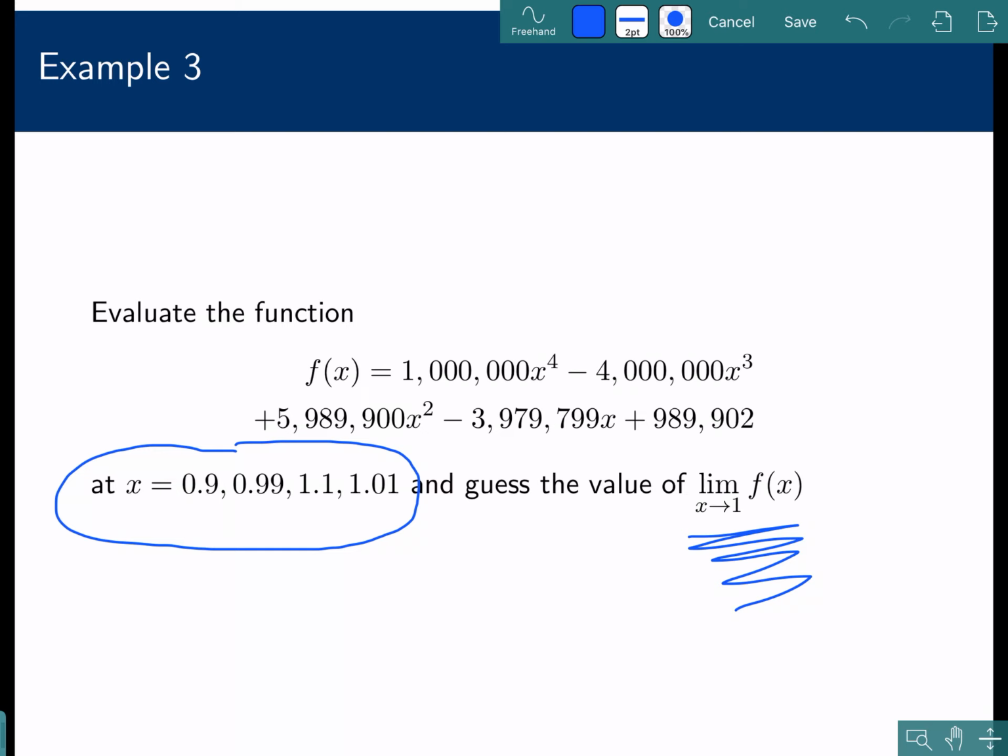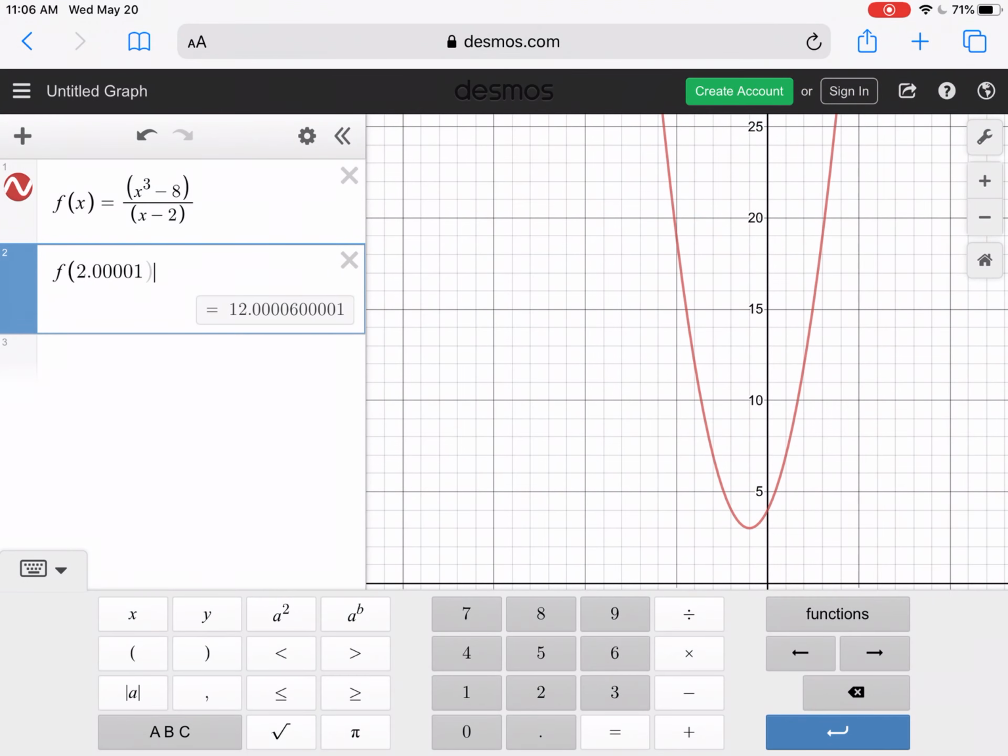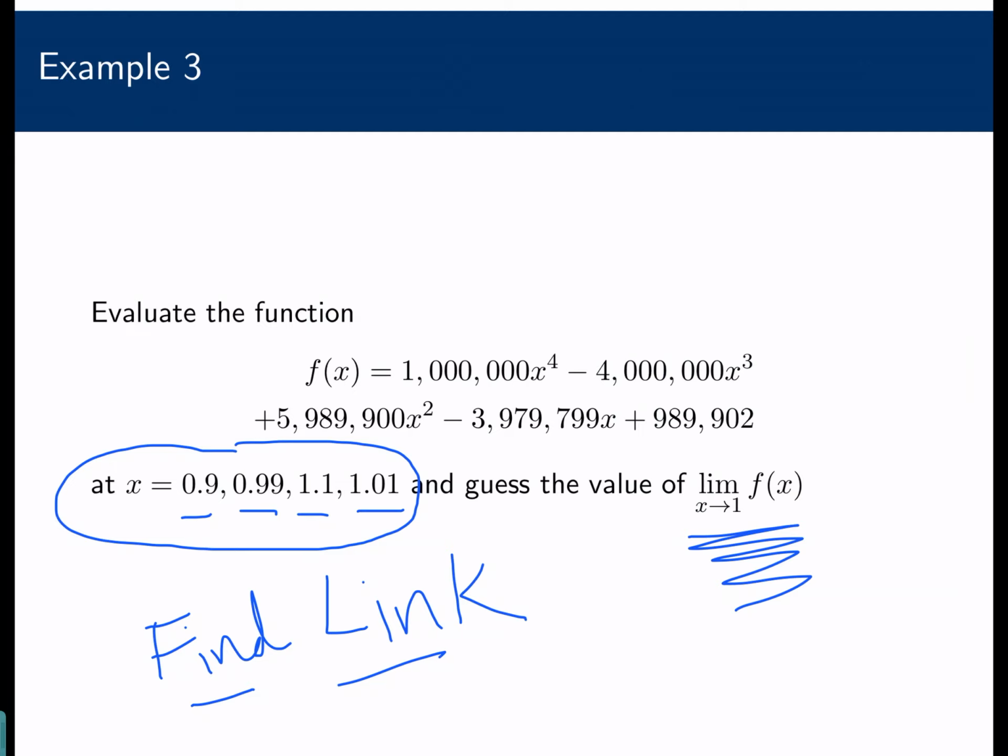Now, in fact, I'm going to put the link on Canvas for the Desmos file that already has this function input. And I want you to go to Desmos using that link, plug in 0.9, 0.99, 1.1, and 1.01 into the function the way I did here. So you're going to have a function here when you hit the link. Plug in those 4 values and then see if you can guess the value of the limit as x goes to 1 of that function, and then come back to the videos.